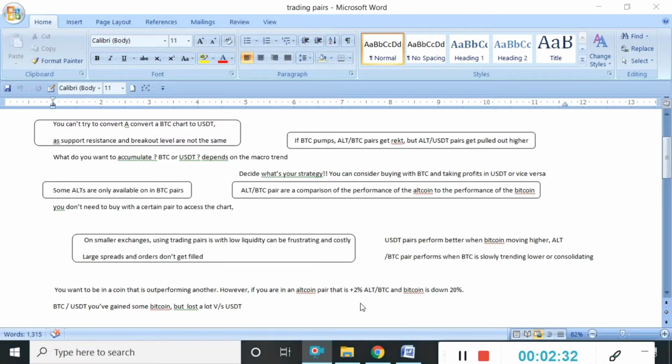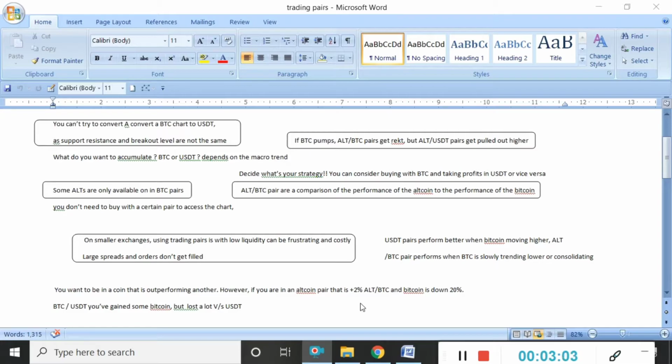Like we talked about, alt BTC pairs compare the performance of the altcoin to the performance of Bitcoin. So if Bitcoin pumps 5% and an altcoin pumps 5%, that alt BTC pair moves sideways. It doesn't show any gains, because it didn't outperform Bitcoin. If Bitcoin pumps 5% and the alt BTC pair doesn't move, then it is essentially down 5% because Bitcoin outperformed it by 5%. That's important to understand as well.